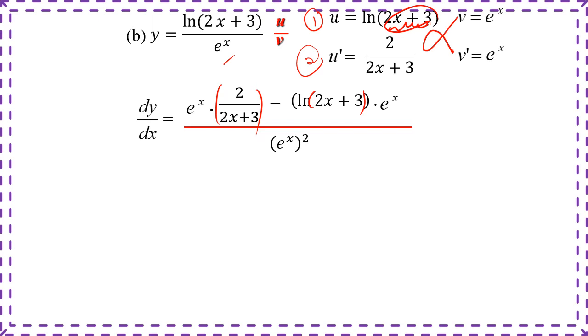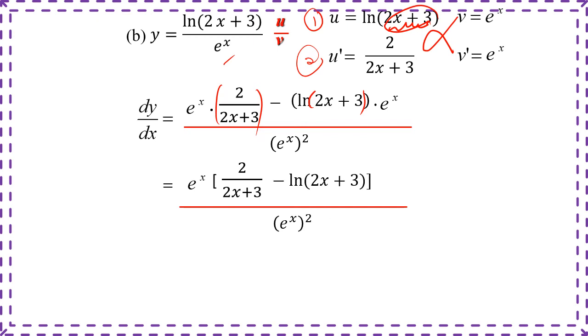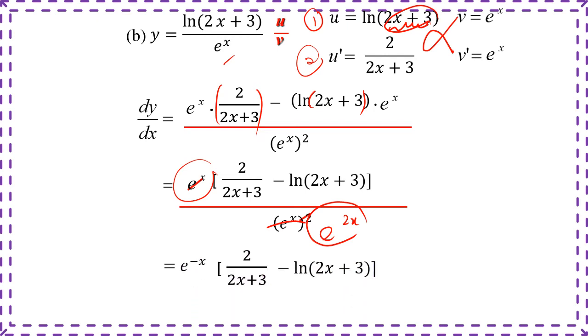Okay, now the common factor here is e to the power of x. We can factorize out e to the power of x, and then what's left inside the bracket on the left side is 2 over 2x plus 3, and on the right side is subtract log of 2x plus 3, and all divided by e to the power of 2x. And now simplify e to the power of x divided by e to the power of 2x. So we can bring down the e to the power of x. It will be equal to e to the power of negative x only. We will put it on the numerator.